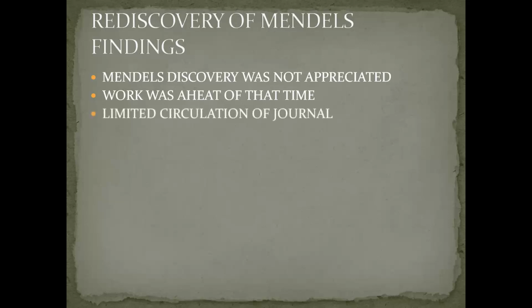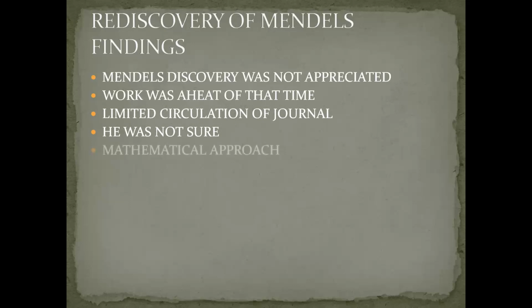Second thing, limited circulation of the journal. Whatever work he was doing was not circulated over the world; it was circulated only in a limited way. If scientists from other countries had read his work, they would have accepted it. Also, he was not well recognized, because he was not a big scientist. He was just an Austrian monk who had studied physics. He was not a biologist initially. Later he got interested in biology.